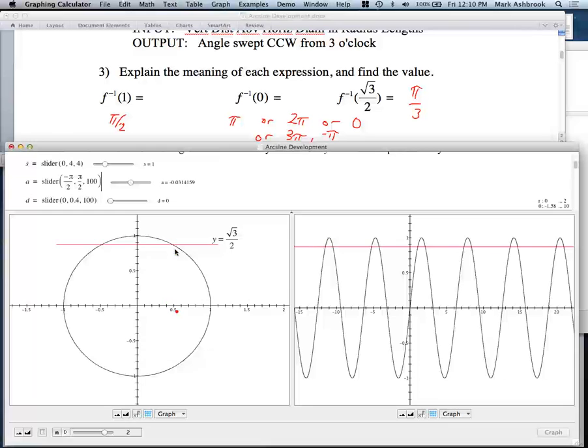Okay, so that's pi over 3. 2 pi over 3. What do we think? 2 pi over 3.